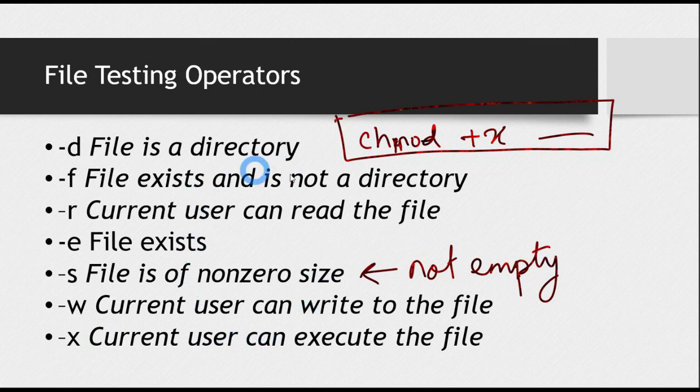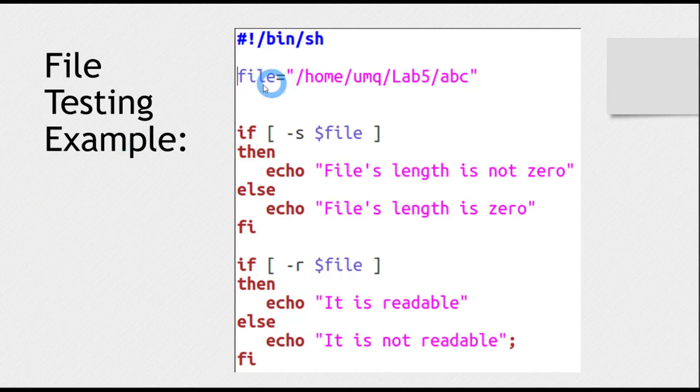Now let's see how we will use these file testing operators. Let's look at some script as an example. I have taken a variable named file, and I have given it some path to a file. The name of my file is ABC, and I've given it the complete path, and I have tested it like this. I have an if, and to use file testing operators, you just write the operator, space, and the variable in which your file is located. My file is present in this variable file, so I've written $file here. You just do that.